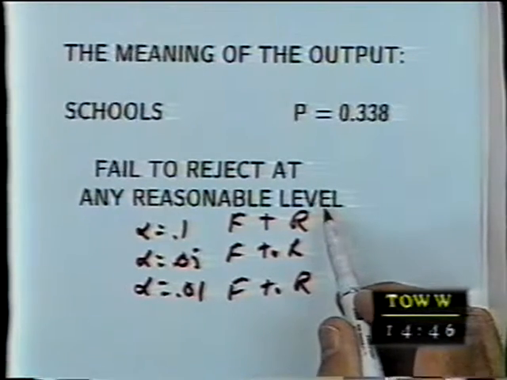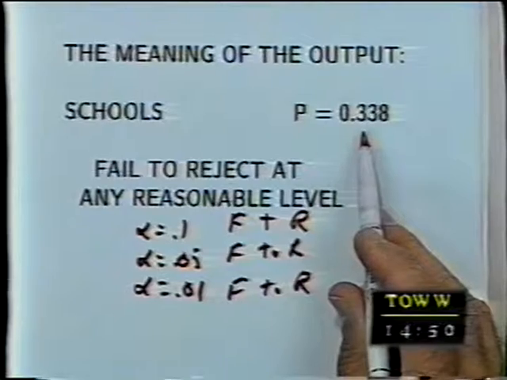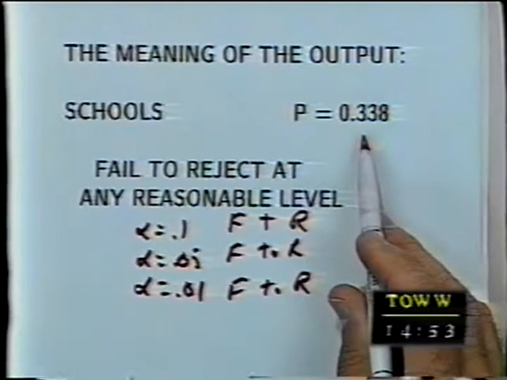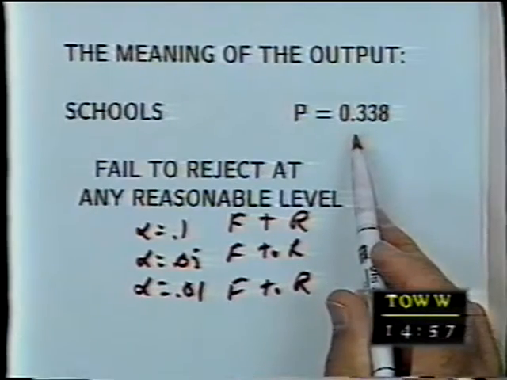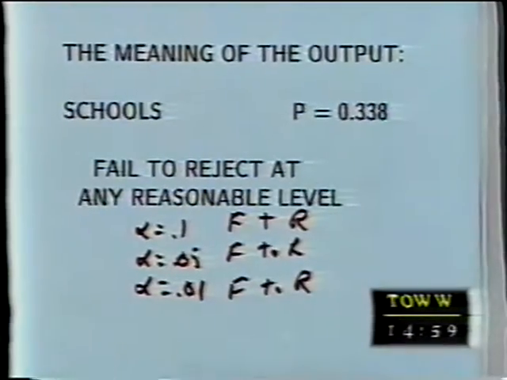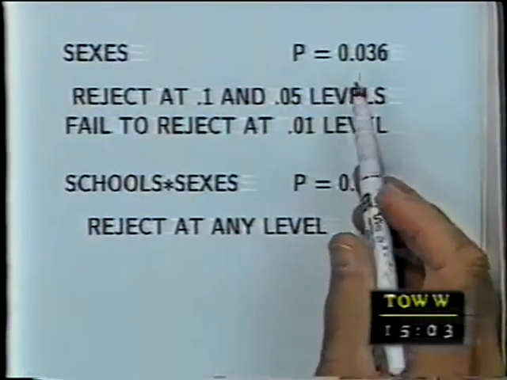You don't even have to ask the boss man what level he wants you to make the test. You just say, when he comes in the room, you'll have to fail to reject at any reasonable level, because he's not going to ask you a level of 0.4. That doesn't make any sense at all. Okay? How about the others?